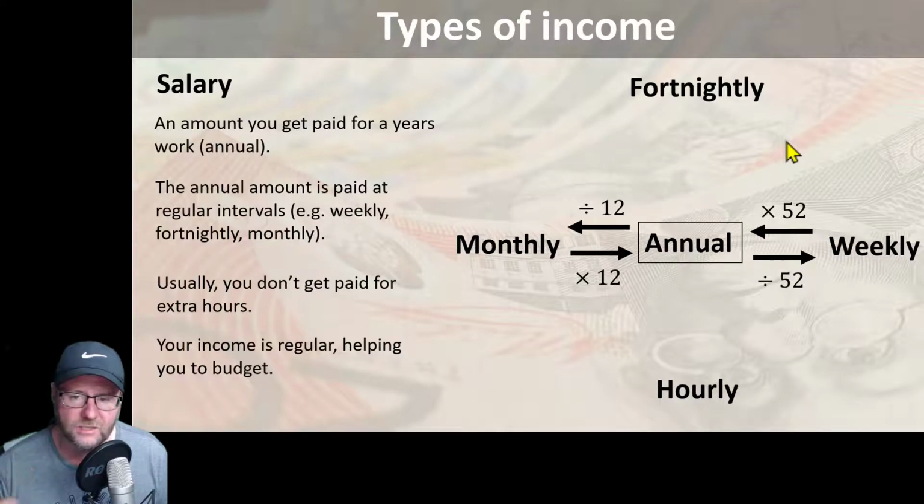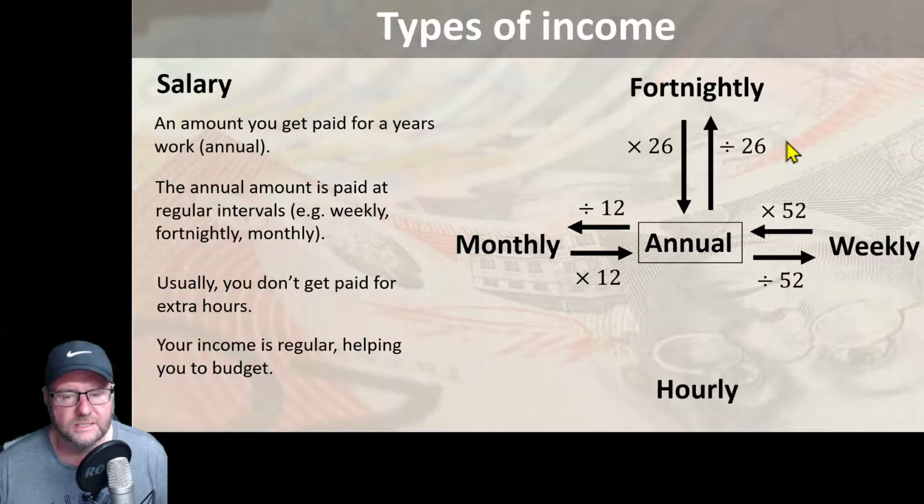Fortnightly, well, can you remember how many weeks are in a fortnight? Hopefully you can. It's just two. So a fortnight is simply 2 weeks. So that number of 52 just gets adjusted, and now we're dealing with 26. Okay, because there are 26 fortnights in a year, and the opposite applies.